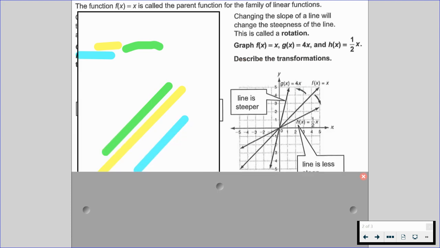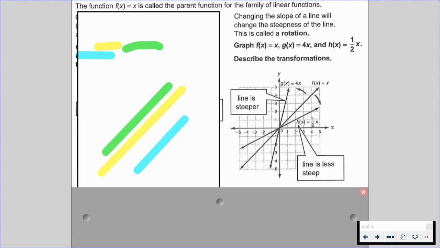So over on the right-hand side here, we have these 3 functions that are being graphed. Let's again go with f of x is equal to x. Let's graph that in yellow. We have g of x is equal to 4x. Let's graph that in green. And likewise, let's graph h of x is equal to 1/2 x in blue.